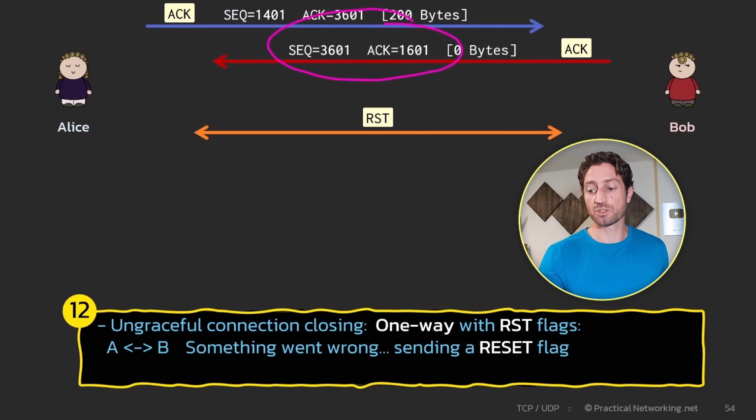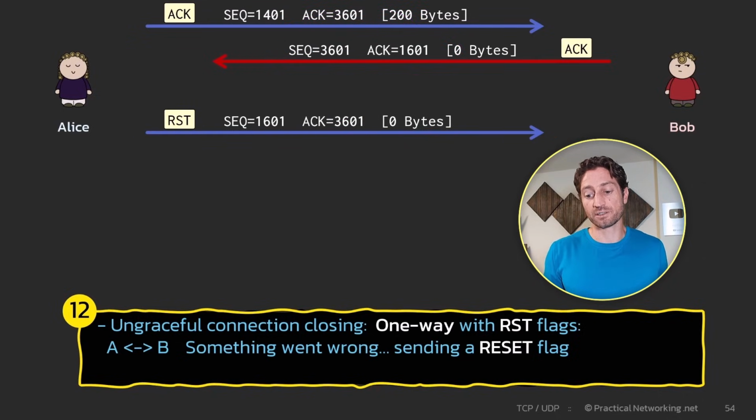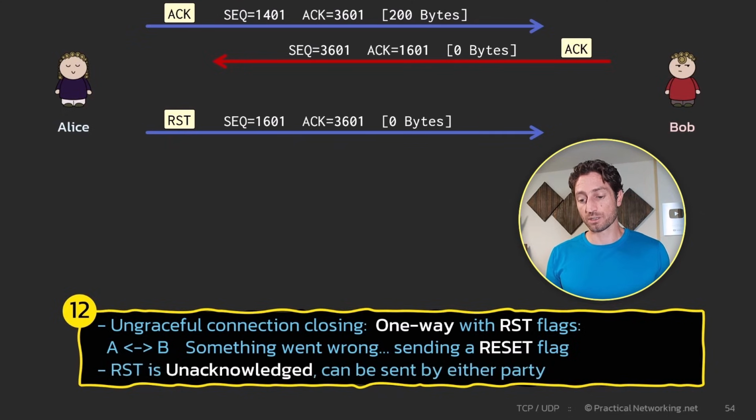The rules of sequence numbers and acknowledgements still have to apply though, so if, in our example, Alice decides to send the reset at this point, her reset is going to include the sequence number that Bob is expecting. As soon as she sends this, she is now going to delete everything she knows about that TCP connection. And Bob, as soon as he receives it, is also going to delete everything he knows about the TCP connection. Notice, the reset does not need to be acknowledged.